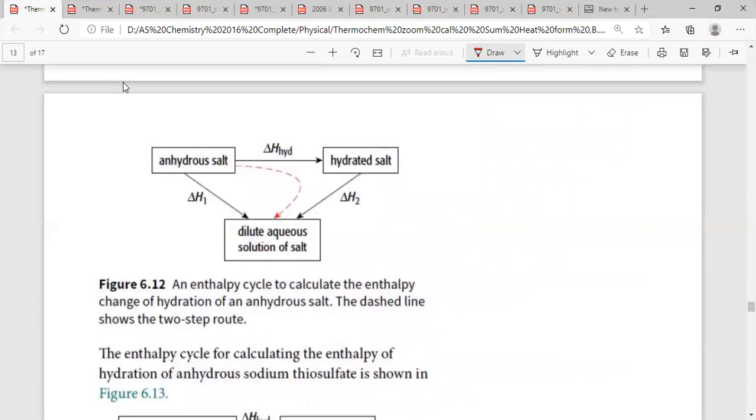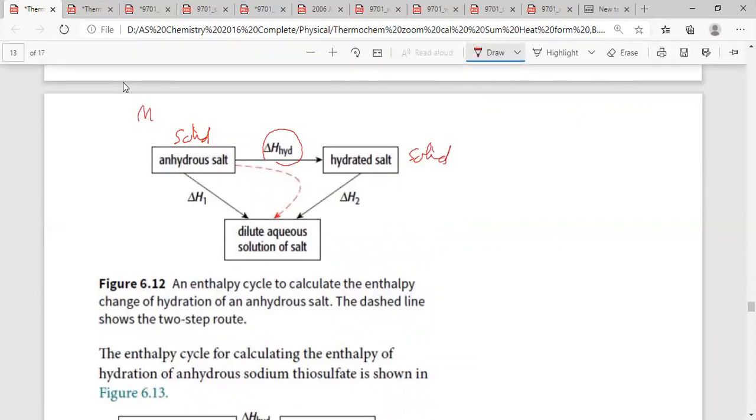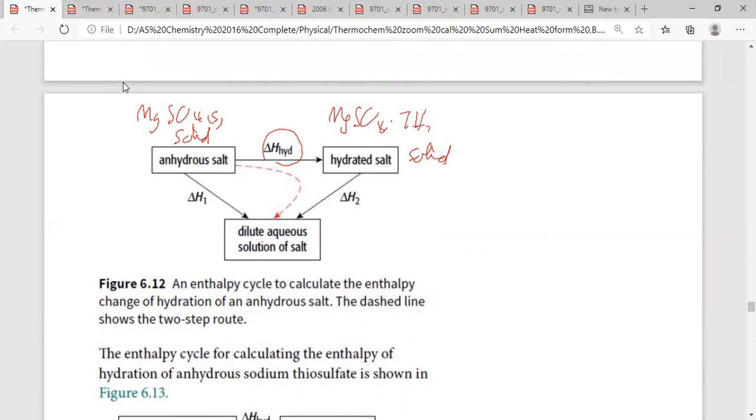See, anhydrous salt. Now this is solid here. It's a hydration to the hydrated salt. This is a solid, which means if I have magnesium sulfate, solid, it goes to magnesium sulfate 7H2O, also solid. This is called the hydration, when 1 mole of the anhydrous salt is hydrated to form 1 mole of your hydrated solid salt.